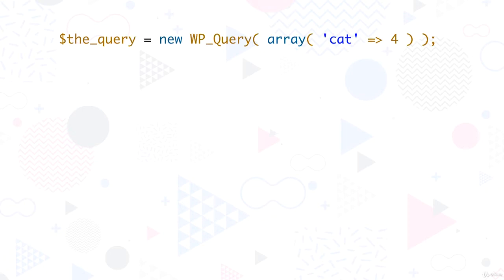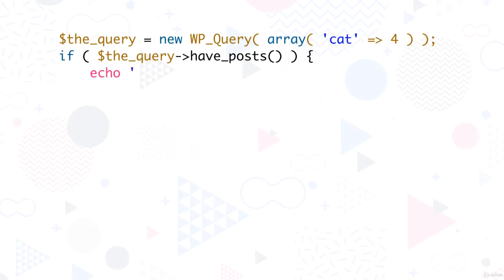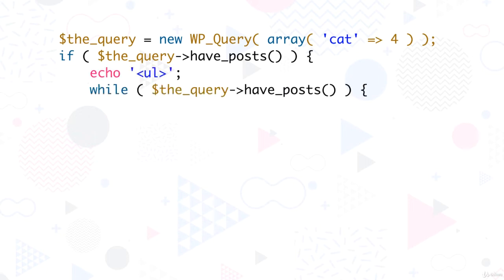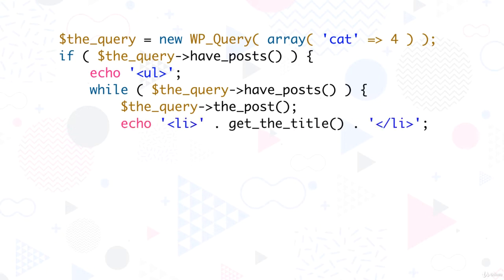First, we will initialize a new instance of the WP Query class and pass it our query arguments. So in our case, we need to get the posts that have a category that has an ID of 4. Then we proceed and write the loop the same way we did in the last video, but this time we will call have posts as a method of the query instance, and same for the post function. We will also call it as a method of the query instance and not as a function like we did in the last video. And then we can use template tags the same way we did before.